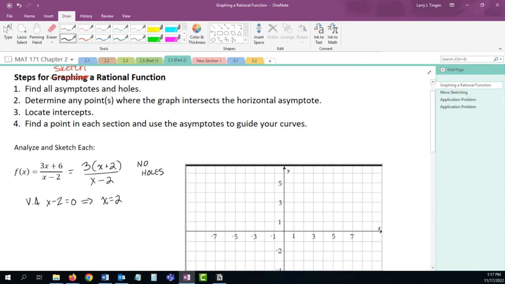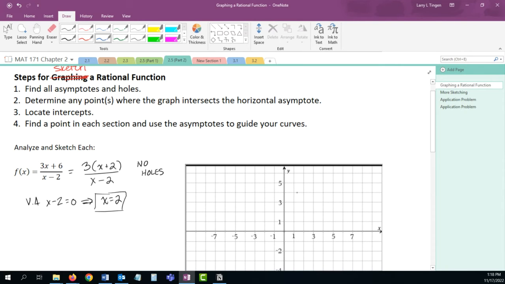When you see me write this vertical asymptote, x minus 2 equals 0, and then you see this arrow, this is me, instead of continuing to write below and take up more space on the paper, just jumping over and saying, in essence, x minus 2 equals 0 gives x equals 2. It's not meant to be that confusing. That arrow there is to help us. All right, so vertical asymptote at 2.